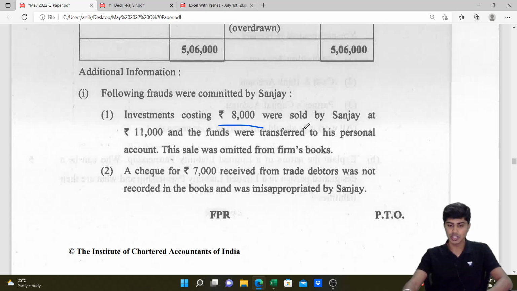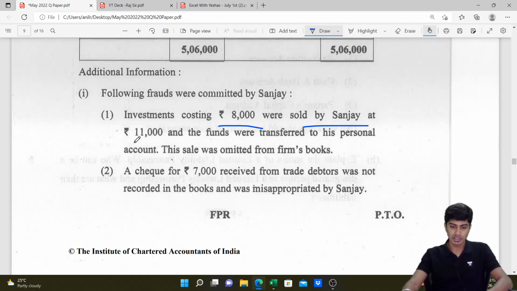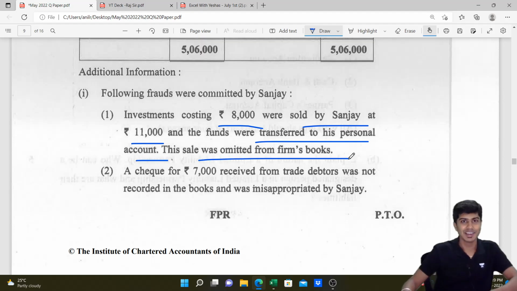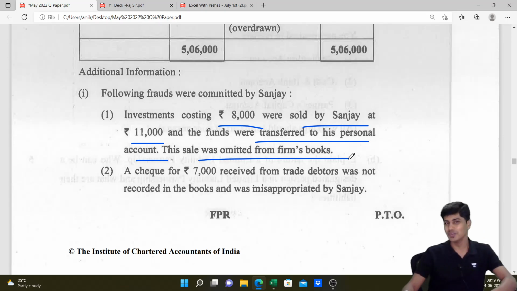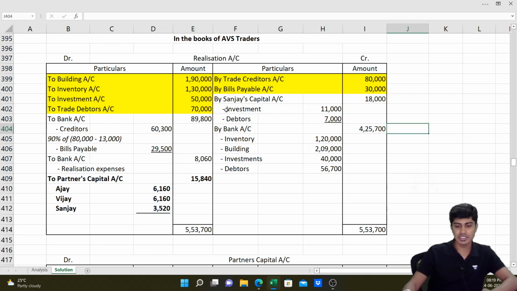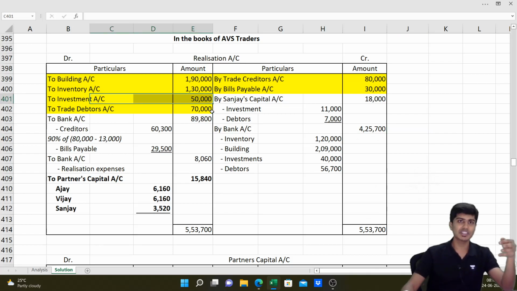Investments costing 8,000 are sold by Sanjay at 11,000 and the funds are transferred to his personal account. The sale was omitted from the firm's books. This is the fraud that he has done. Now we'll adjust it. What should we do? Investments are sold for 8,000. Now come to realization account. The firm should have received money, but Sanjay has taken it home. The firm has to receive money against this investment. We will not write investment account credit any longer because it's already done. Now the credit has to be given to realization account.